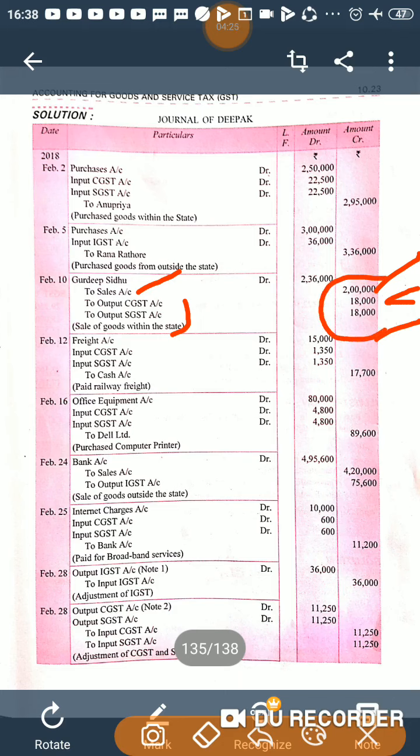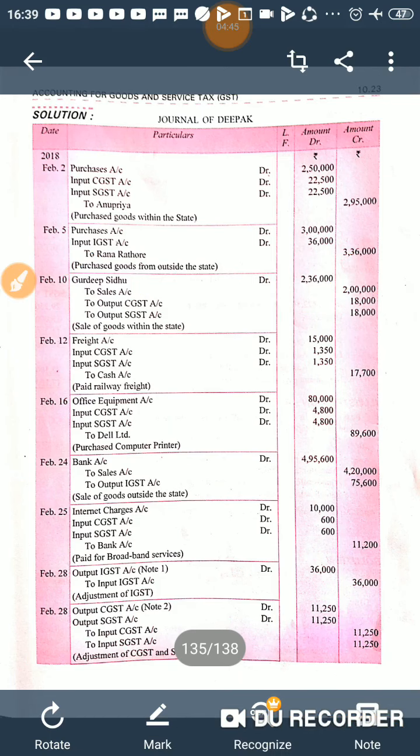Total amount 2,36,000. Gurdeep Sidhu, he is a debtor. Debtors are an asset for the business and it is increasing in the business right now. So Gurdeep Sidhu will be debited with 2,36,000. Being goods sold on credit within the state.